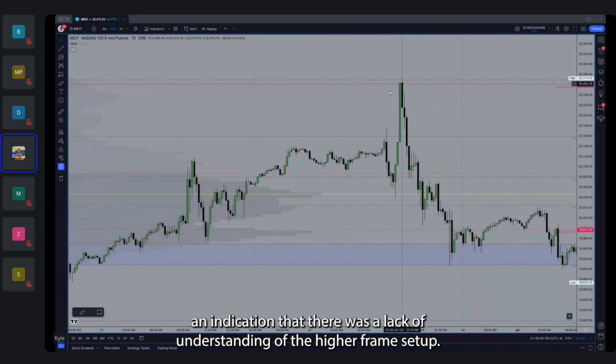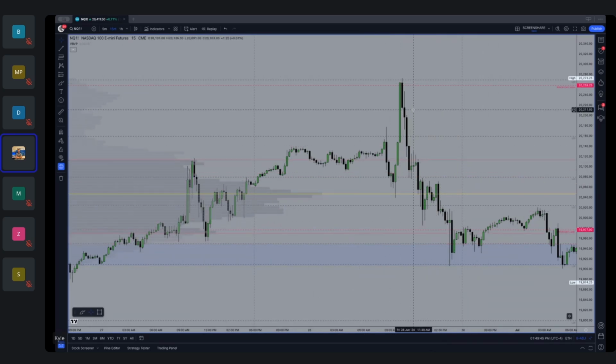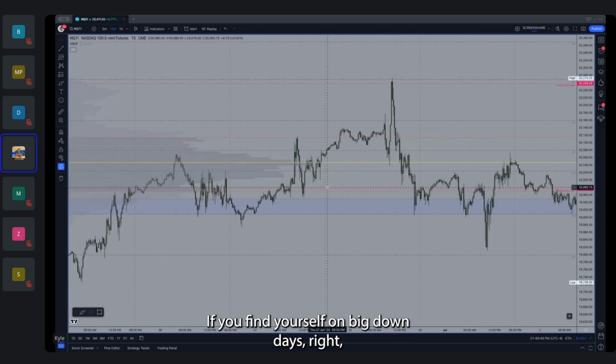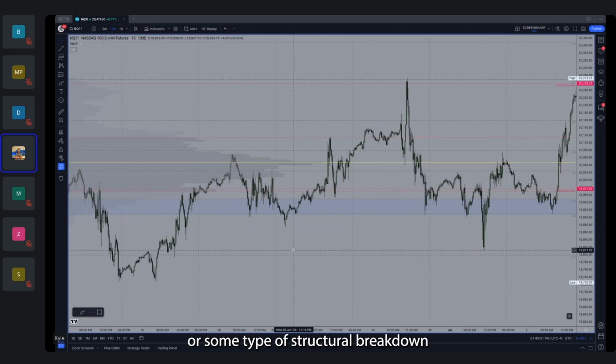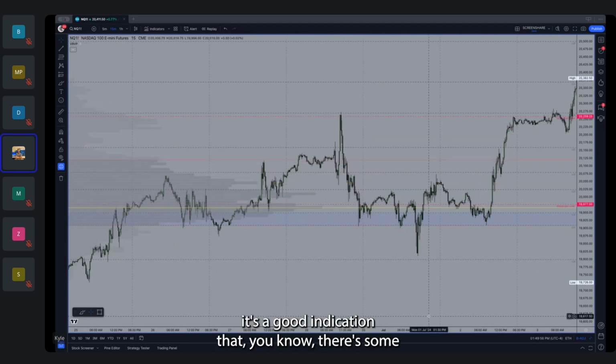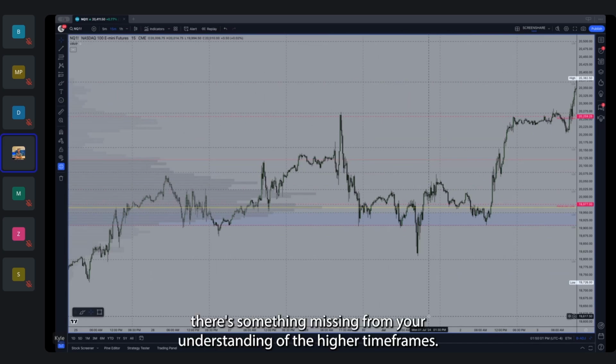probably an indication that there was a lack of understanding of the higher time frame setup. If you find yourself on big down days, right, or some type of structural breakdown, and you're constantly trying to get long on a trend day lower, it's a good indication that there's something missing from your understanding of the higher time frames.